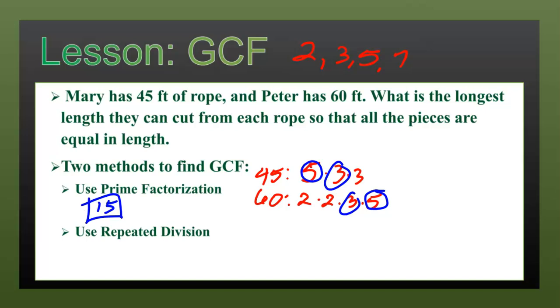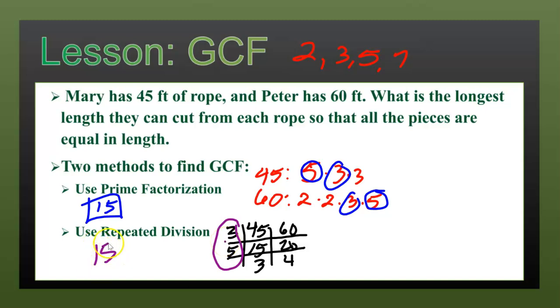If you were using repeated division, we could just draw a table here. So here we have 45, here we have 60, and we're going to divide by prime numbers. So I'm going to divide everything by 3, and you get 15 here. You get 20 here. And then a prime number I could divide those by would be 5. 15 divided by 5 is 3. 20 divided by 5 is 4. I can't divide any of those by a prime number anymore. So now I just look at the two numbers on the side here that I divided, and I just multiply those numbers, and I get 15.